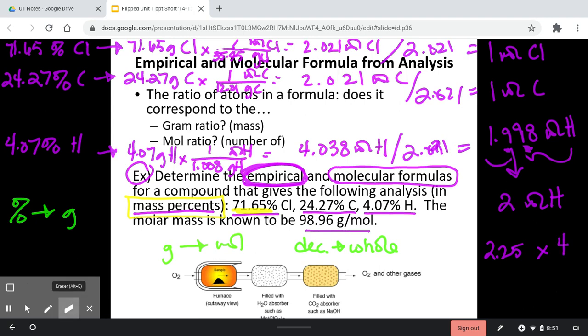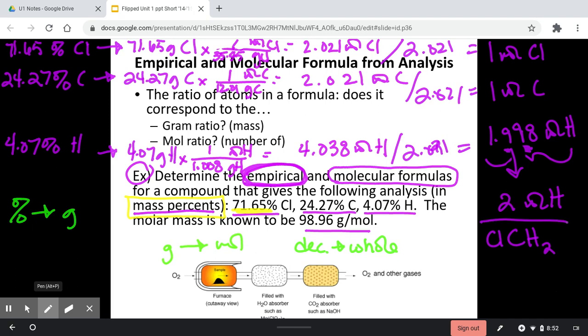If I had gotten something like 2.25, then you need to multiply all of your amounts, chlorine, carbon, and hydrogen, by something that will get you to a whole number. But in this case, we don't have to multiply. Now, do not round before this step. If you round off after you convert from grams to moles, you might get lucky and it might just work out for you, or you might totally shoot yourself in the foot and it will not work out. So do not round until you have divided by the lowest number.